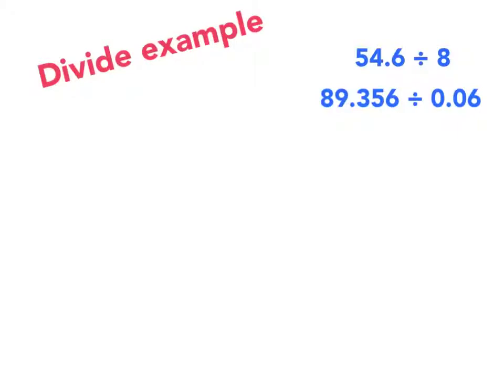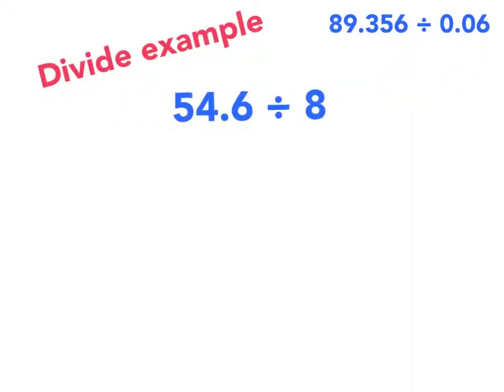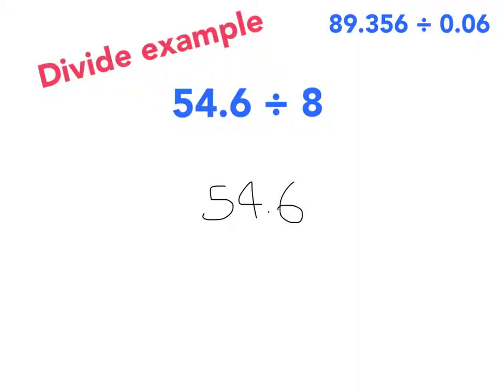So I'm saying here, let's do this example first. This guy here, 54.6 divided by 8. So I've got my decimal. Isn't that convenient? I'm already dividing it by a whole number. So 54.6 divided by 8. The number I'm saying, that number divided by this number, 8 goes on the outside, 54.6 goes on the inside.